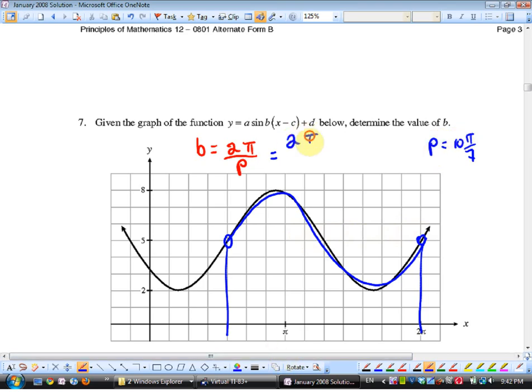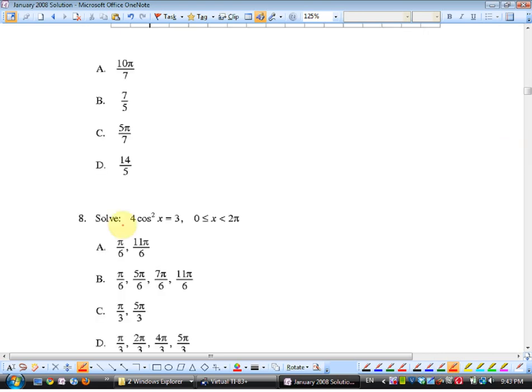This is going to be 2 pi divided by 10 pi by 7. How do I divide by a fraction? Flip it and multiply. 2 pi times 7 over 10 pi. Hey, the pi's cancel. I get 14 over 10. And I'm pretty sure that 14 over 10 reduces to 7 over 5.